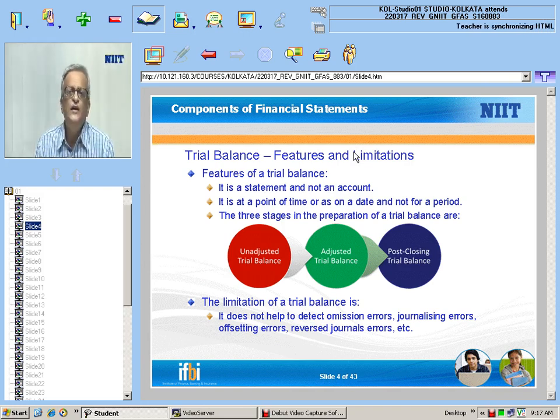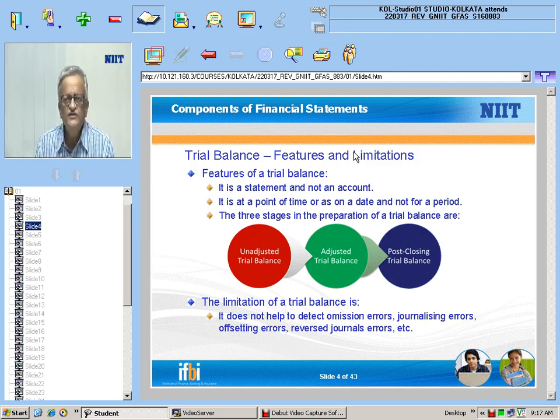Features of a trial balance. What are the features of a trial balance? It is a statement and not an account. So what is a trial balance? It is a statement. It is not an account. Second point, it is at a point of time or as on a date and not for a period. Trial balance will be as on a point of time, as on a particular date, as on today, as on 31st of March, in that way.